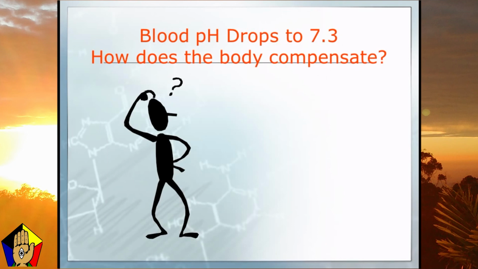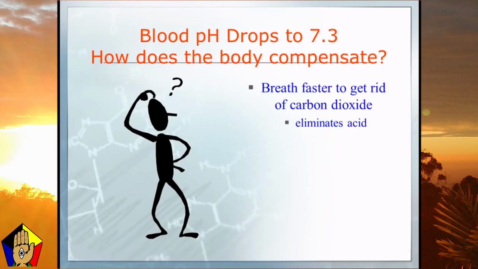Right, so how about this one? The blood pH drops to 7.3. How's the body going to compensate? Just in general, what would you expect the body to start doing? Well, the fastest way to compensate would be to breathe. So you start seeing the breathing go faster. The carbon dioxide is going to start leaving a little bit quicker.